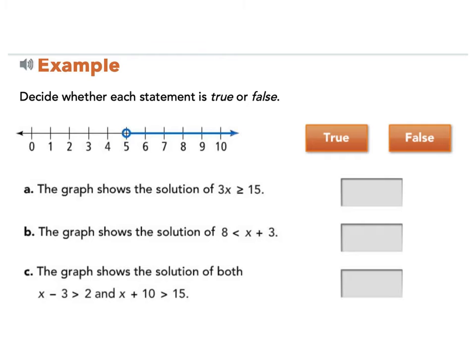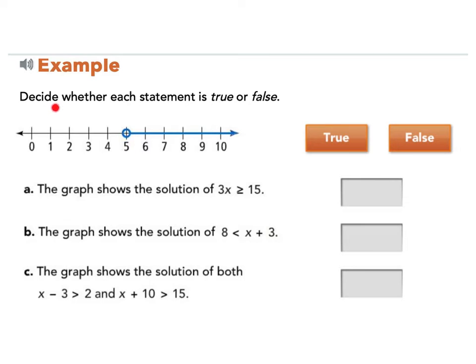You're going to have quite a few of these when you work with inequalities for a graph, and you're going to have to go through and see which ones work. Sometimes this will take a little bit because you're going to have to practice with it and find the solutions.